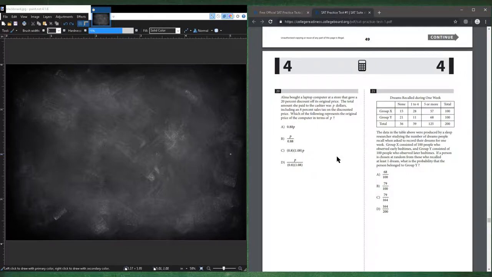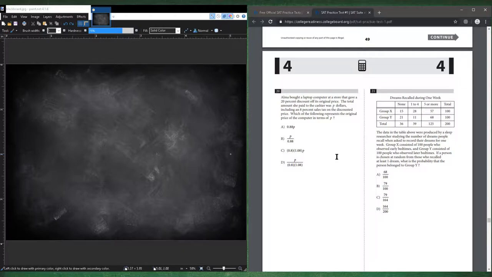21. The data in the table above was produced by a sleep researcher studying the amount of dreams people recall when they are asked to record their dreams for 1 week. Group X consists of 100 people who observe early bedtimes, and Group Y consists of 100 people who observe later bedtimes. A person is chosen at random from those who recall at least one dream. What's the probability that the person belonged to Group Y?